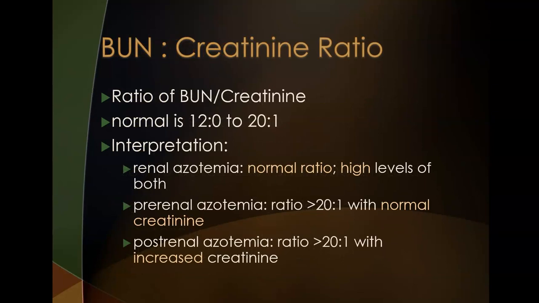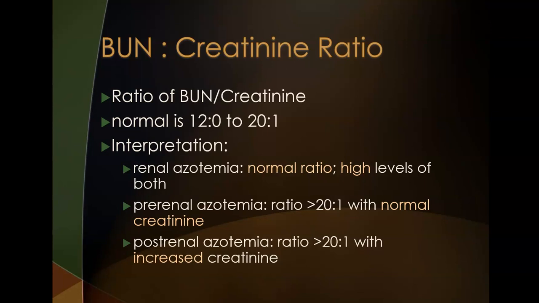On the BUN creatinine ratio, there's not info in the book, which I hope she changes in the second edition. But that's why I included the extra information sheet for you guys. So it's the ratio of BUN to creatinine. Normal is 12 to 1 to 20 to 1, or you can say 12 to 20 in some lab reports. The interpretation of the BUN creatinine ratio can help you determine what type of azotemia is going on.